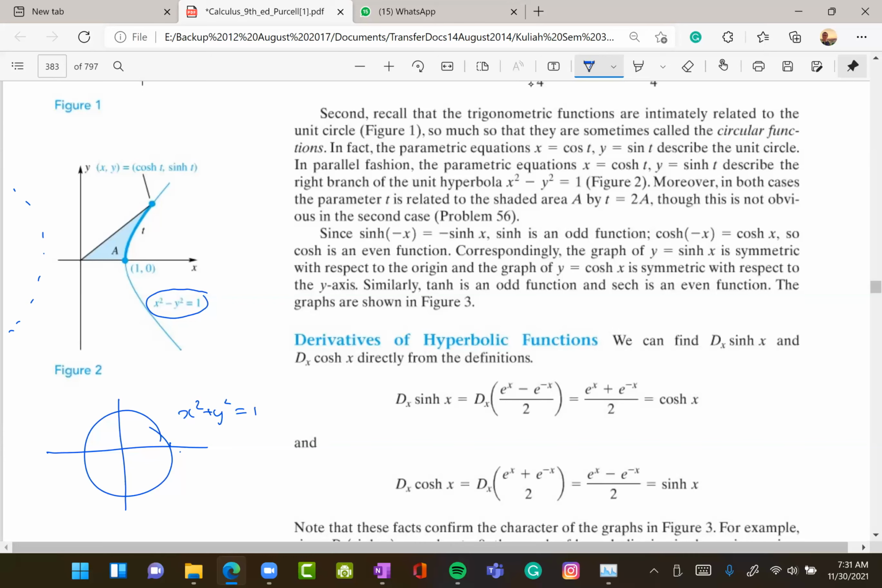Okay. So in trig functions, cosine squared plus sine squared equals 1. So you have this circle. But here we have this hyperbola. So that's the reason why this is called hyperbolic trigonometric functions. So in short, hyperbolic functions correspond to this hyperbola, as opposed to the circle in trigonometry. Right? So that's why we call it that.